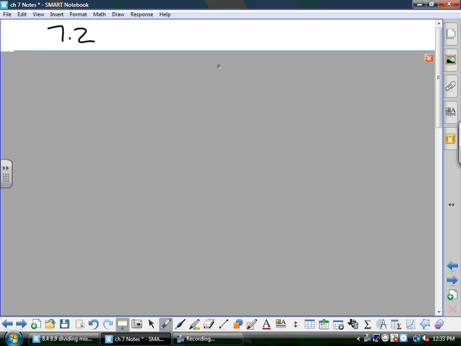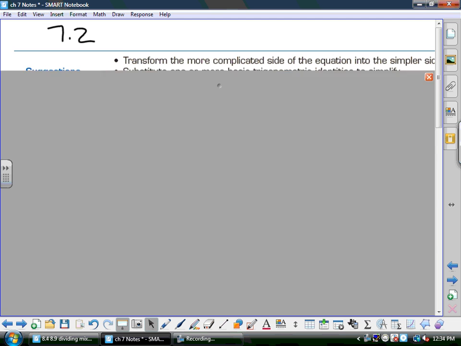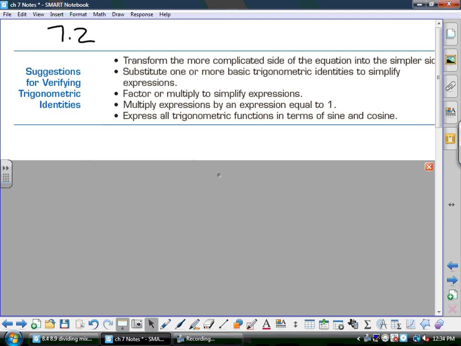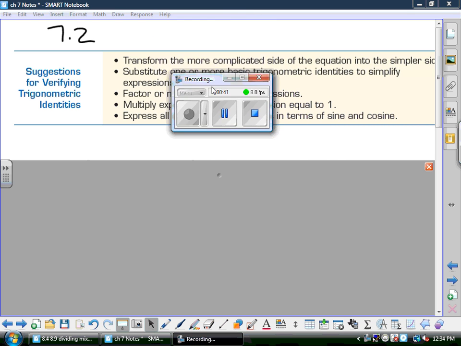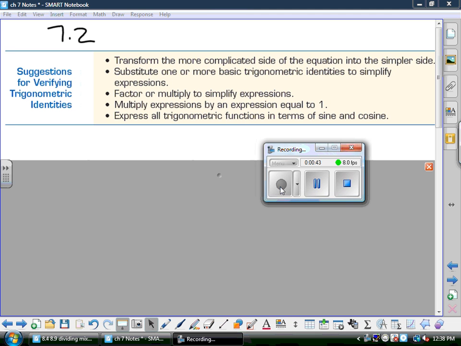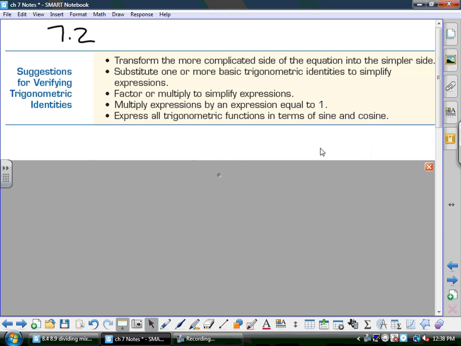to the other side. We've talked about some strategies for how to do that, and your book has a really nice list of strategies that are great for simplifying expressions. Why don't you take a minute and write those strategies down in your notes. Pause the video to write down those strategies, and then we will talk about them together and what they mean. All right, at this point, you should have had a chance to write down those 5 bullet points, and let's talk about them one by one.